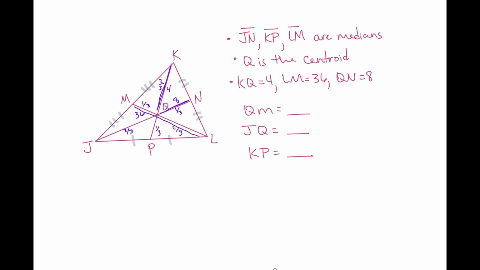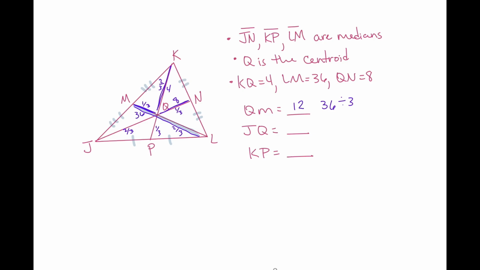So let's look at this. We want QM first. We know this whole thing is 36, and QM is the part I want to find, this part right here. I'm going to take the whole thing and divide it by 3 because I want one of them. So 36 divided by 3 is 12.